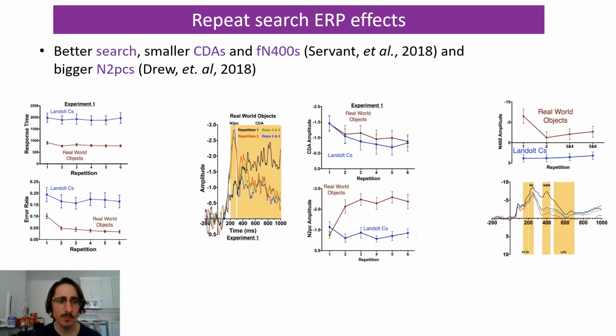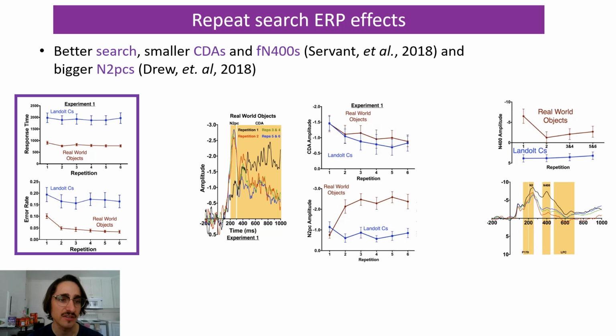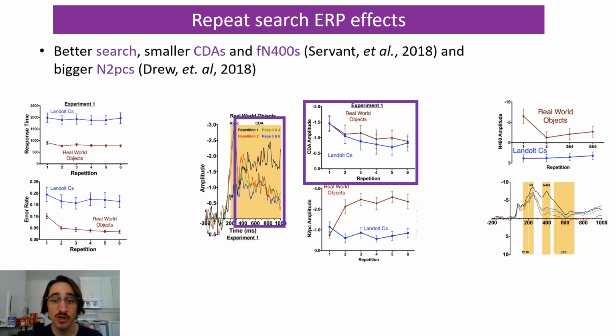As a participant repeatedly searches for the same target, these studies have found that participants get faster at search and they commit fewer errors. Repeated search also seems to reduce the amplitude of the CDA, which indicates that the target template does not rely as much on visual working memory as participants repeatedly search for that same target. So how is it that participants are able to continue searching if they're not using as much visual working memory?